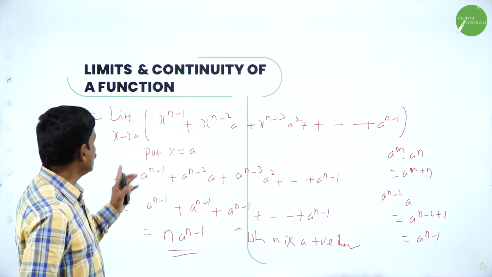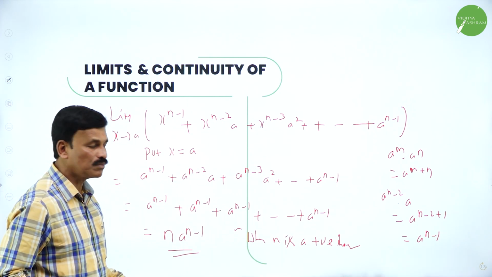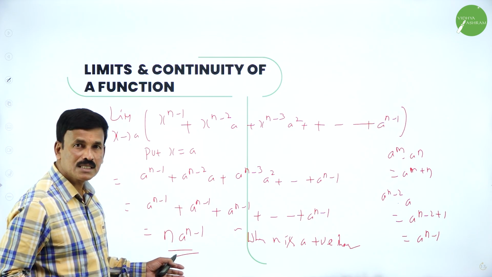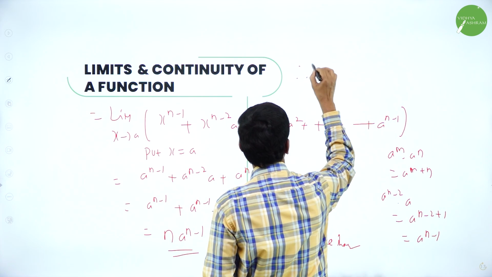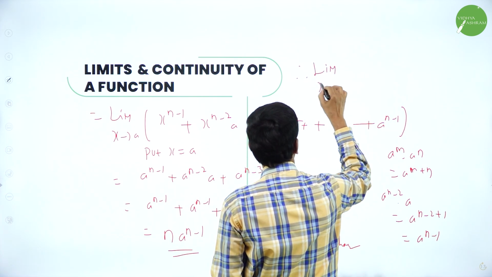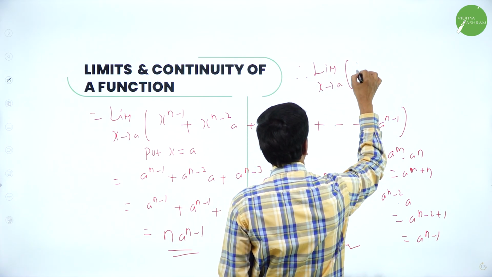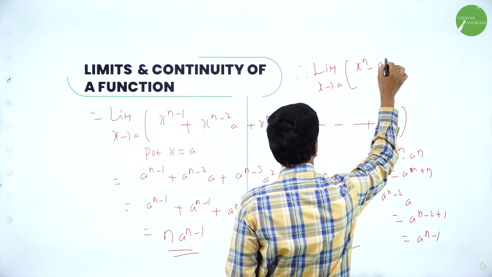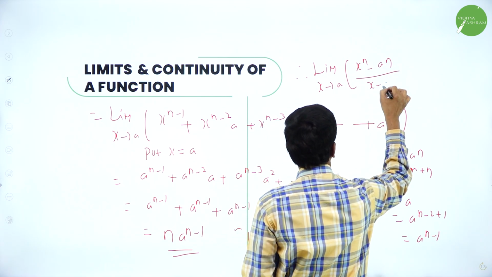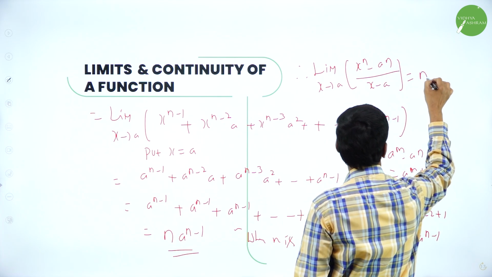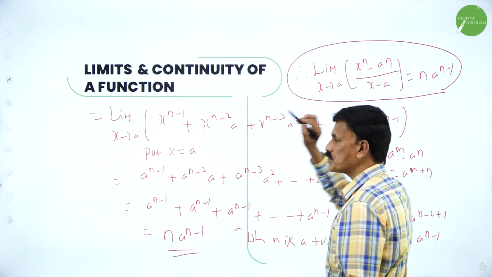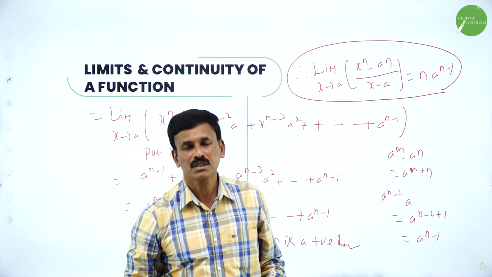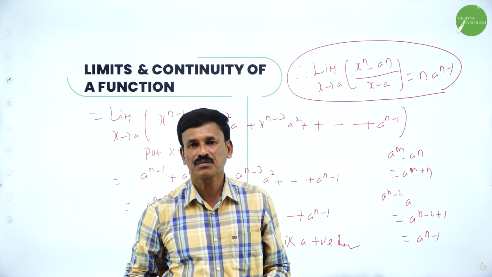So, therefore, limit x tends to a of x raised to n minus a raised to n by x minus a is equal to n a to the power of n minus 1. Conclude this. Therefore, limit x tends to a of x raised to n minus a raised to n by x minus a is equal to n into a to the power of n minus 1, where n is a positive integer. That is it. Very important theorem for 5 marks.